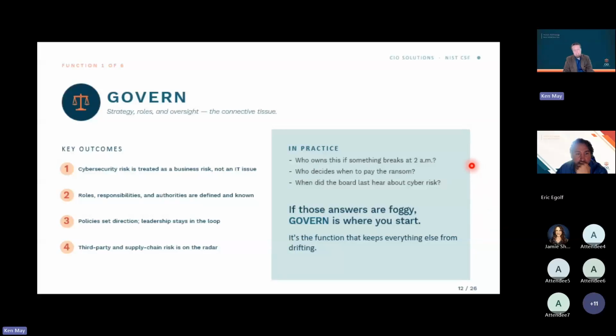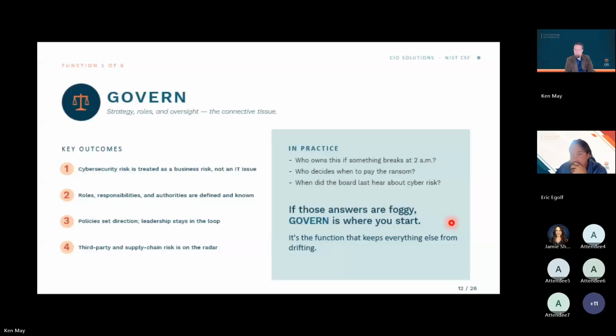So what does it look like? It means that we will have an answer to the question of, if something breaks, if internet goes down, if an alert comes through at 2 a.m., who's the person that responds? What do they do? This helps us understand if there is a ransomware attack, who decides when or if ransom is going to be paid, and who do they talk to about it. This also will define, when did the board last hear about cyber risk? If it's not getting talked about, it's probably on at least some of their minds, and we want to make sure that we have proactive answers to those questions. So if we're not sure of answers to these, this is absolutely where we want to start.